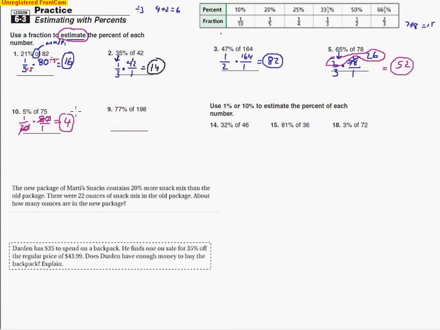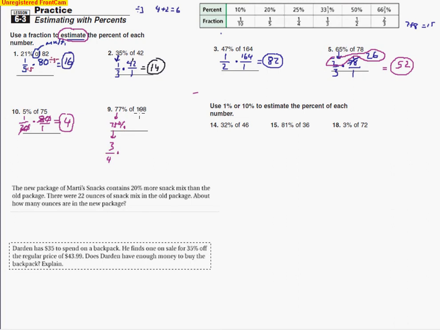All right, well, let's take a look at the next one here. 77. What's that pretty close to? Not on our chart, but let's think of some numbers. Well, here we had 25. We've had 50. Let's try 75. Let's change this to 75%. Well, 75%, what is the fraction form of that? It is 3 over 4. So that's the number we're going to use.